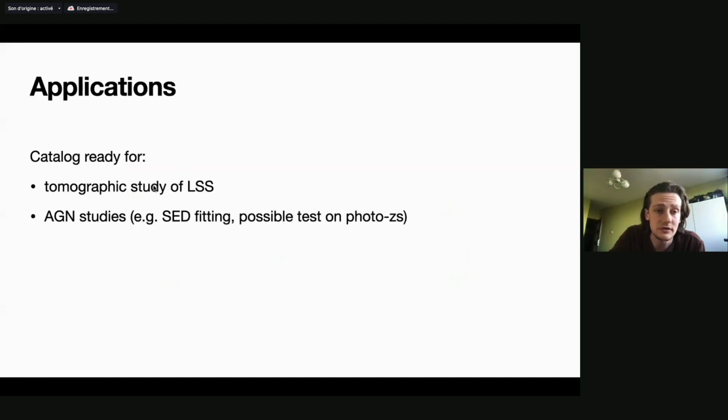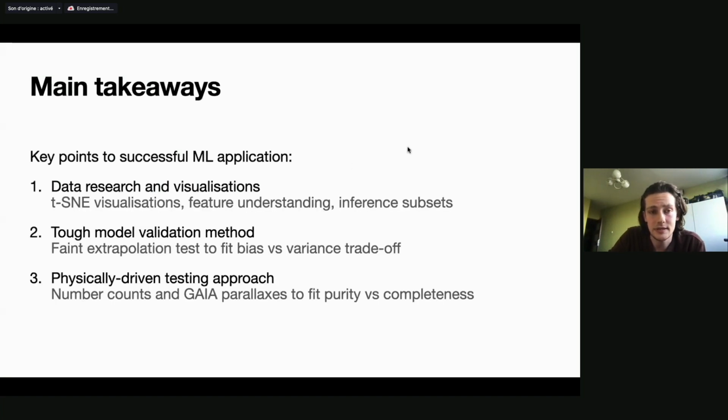So the catalog is ready for tomographic study of large-scale structure, which we want to do with cross-correlation with CMB lensing and some more AGN and astrophysical studies. Yeah, and this would be the last slide and the main takeaway that I would like to repeat one more time. It's very important to understand data and also use some data research and visualization, and then test the model throughout, both at the stage of training the model with a good validation approach, and then on the final results of your model with some more physically driven methods.